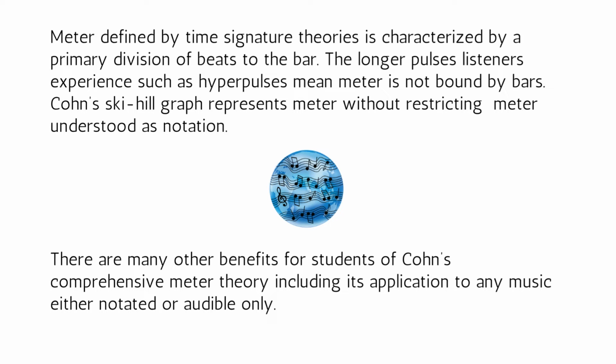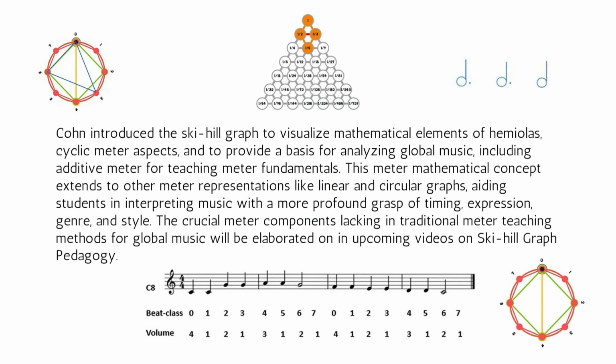There are many other benefits for students of Cohn's comprehensive meter theory, including its application to any music either notated or audible only. Cohn introduced the ski hill graph to visualize mathematical elements of hemiolas, cyclic meter aspects, and to provide a basis for analyzing global music, including additive meter for teaching meter fundamentals. This meter mathematical concept extends to other meter representations like linear and circle graphs, aiding students in interpreting music with a more profound grasp of timing, expression, genre, and style.